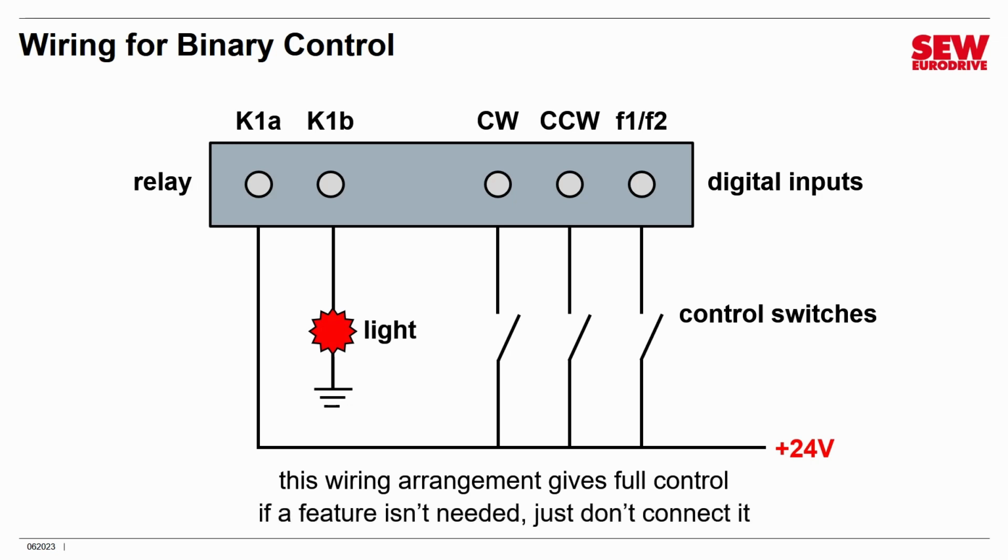If you don't need a feature, just don't connect it. For example, if you're not going to run the motor both directions, you don't have to wire up both switches. If you don't need both speeds, you don't have to wire that up. And if you don't need the light, of course, you don't have to wire that up. It's fully within your control.